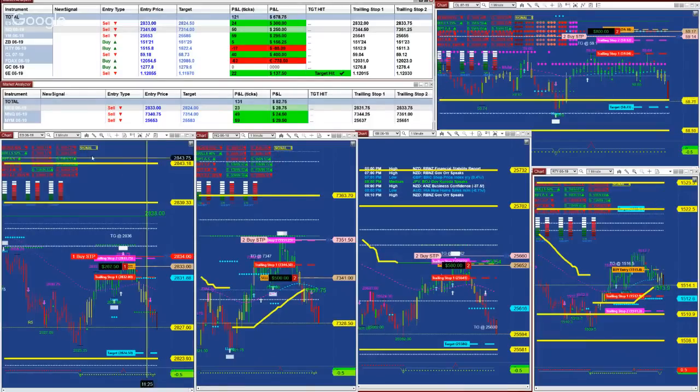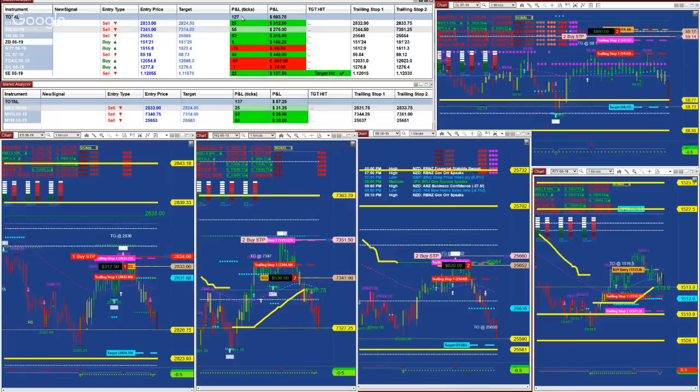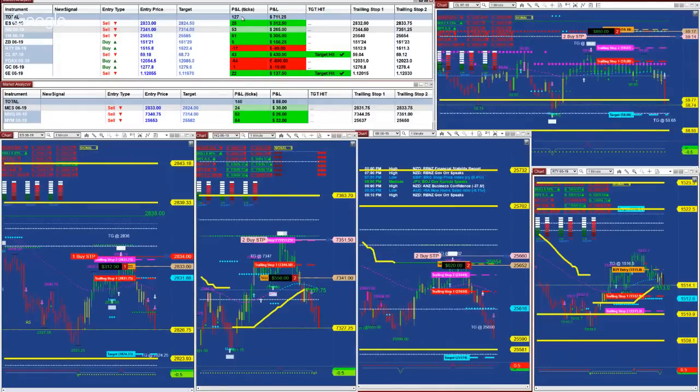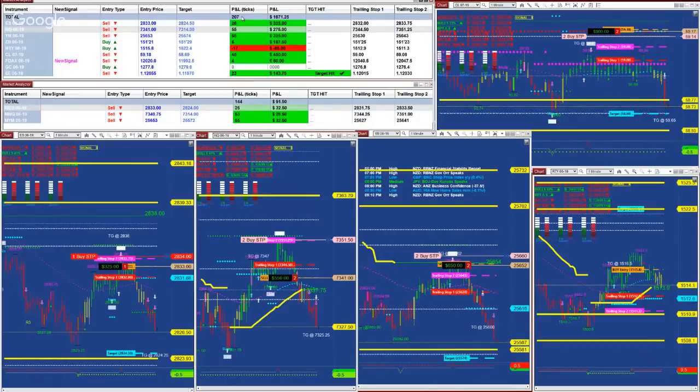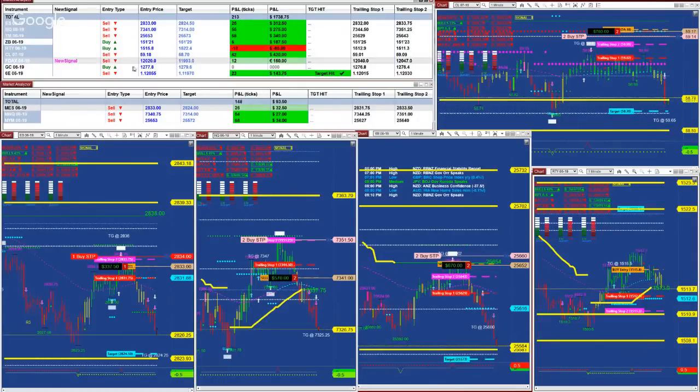They don't care if the market... Once they see $1,000 here, they're done. So, but those guys, a new signal on the DAX, sell 020, target 1993.